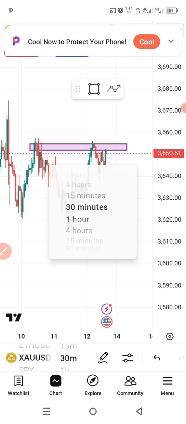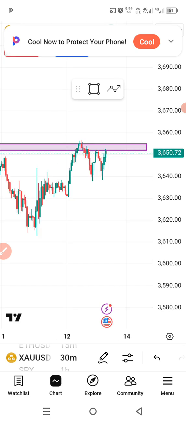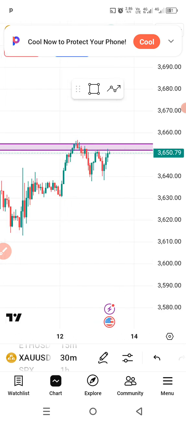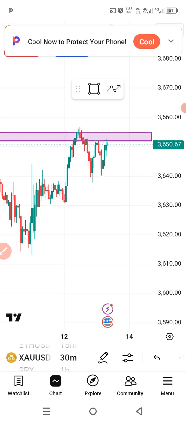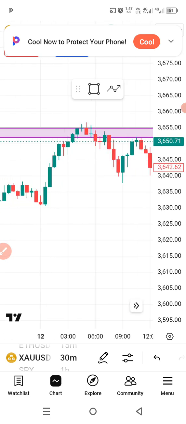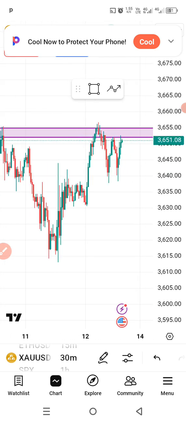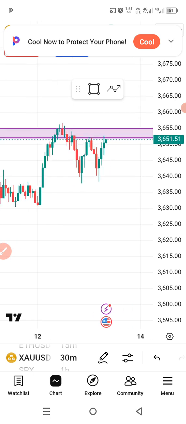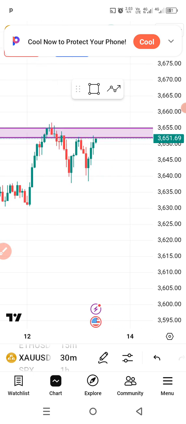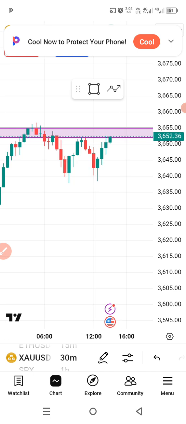Now let's go back to the 30 minutes or 15 minutes. This is the 30 minutes time frame. We are looking for sell, right? According to our analysis, we are looking for sell. The market is already in our region. We are hoping for sell. So now, note that the market has signaled us to place our sell trade now.